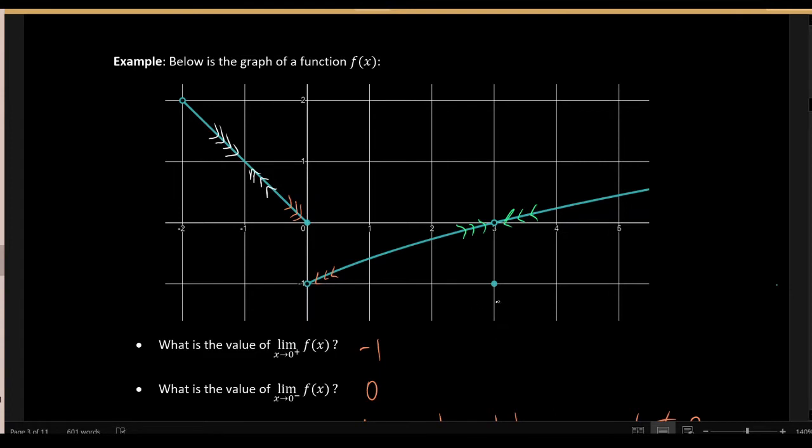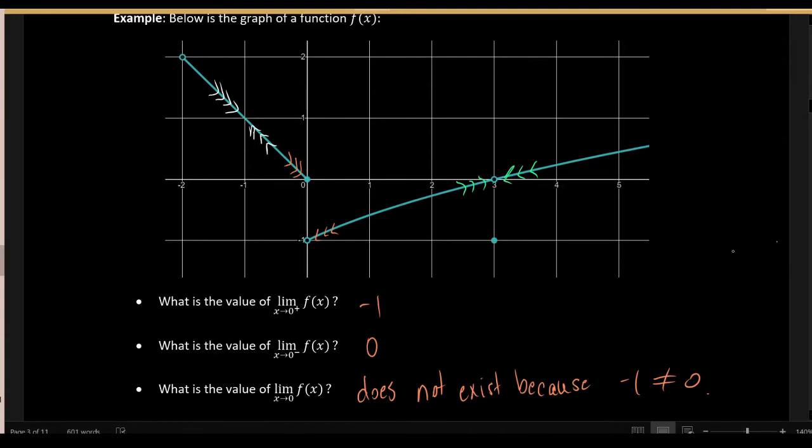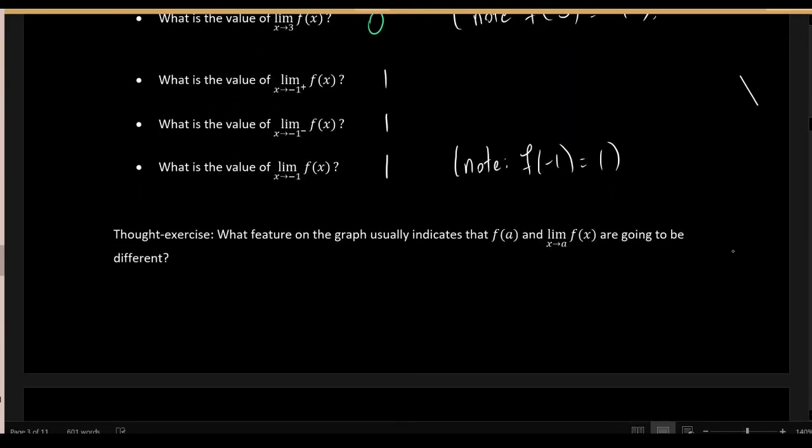The feature that generally indicates that the function and the limit are going to be different is this hole in the graph that we're seeing here. When we have a hole in the graph, that usually indicates that the function's value is different from what it seems like it should be based on the surrounding points. So holes in the graph are usually signs that the limit and the function's value are not the same.